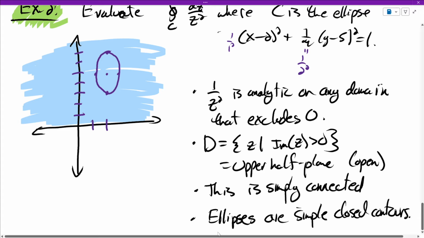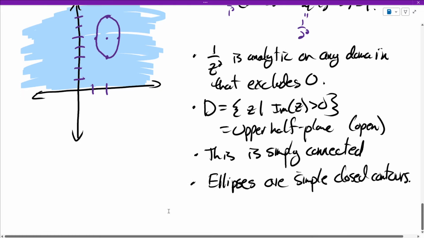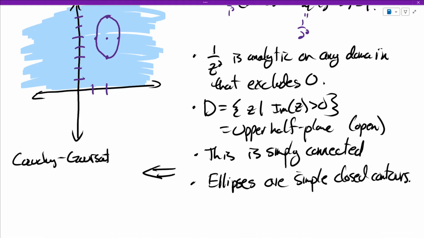All right, fantastic. So what do we know? Well, all of this implies, by the Cauchy-Goursat theorem, that the integral over C of 1/z^2 dz is identically 0. That's it.